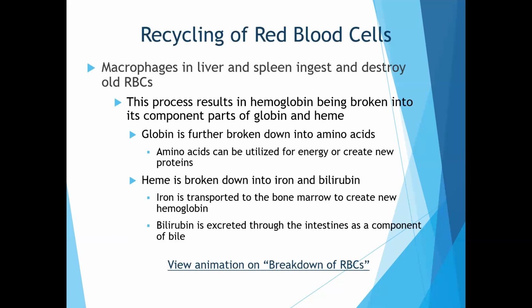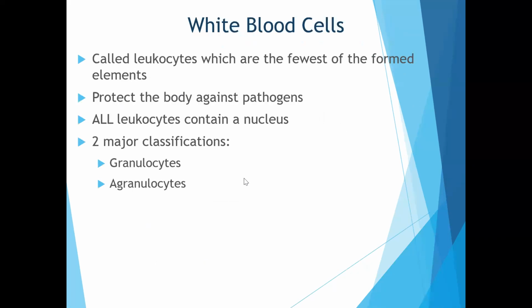And then the heme is broken down into iron and bilirubin. Bilirubin is probably a new term for most of you guys. We'll get to that down in the urinary and digestive system chapter. So the iron itself goes to the bone marrow to help make new hemoglobins. And then the bilirubin is excreted through the intestines as a component of bile. So you should know that those are the byproducts, but you don't have to really know anything besides that.